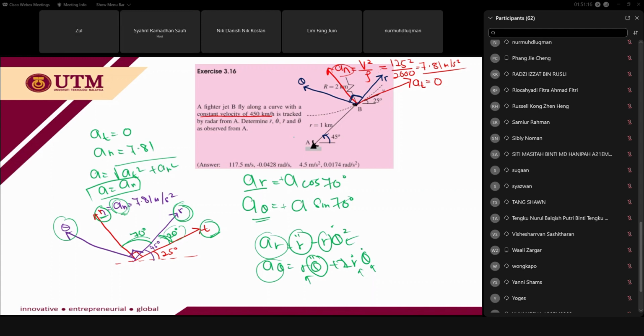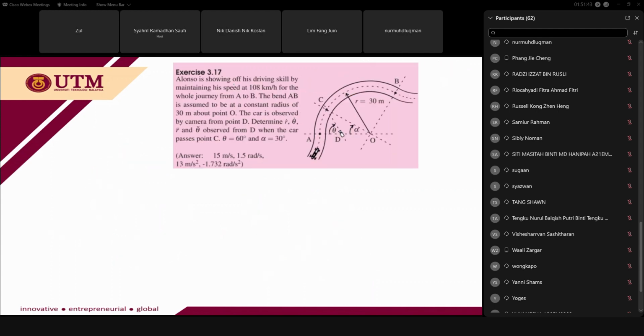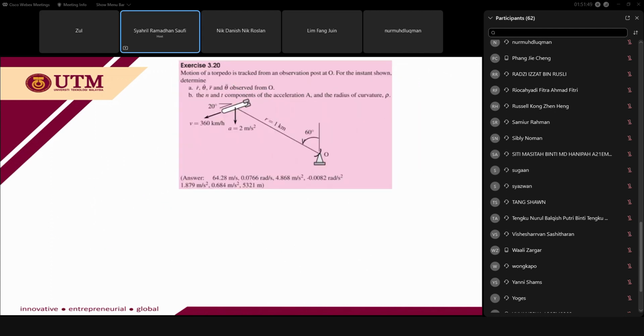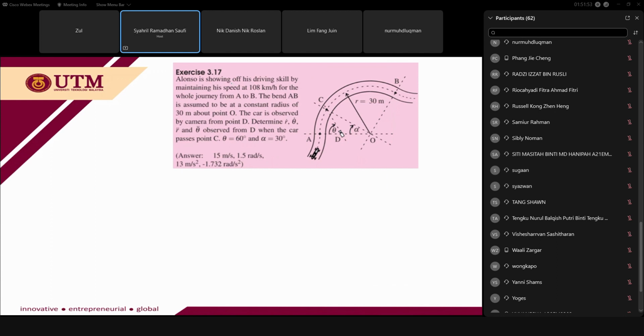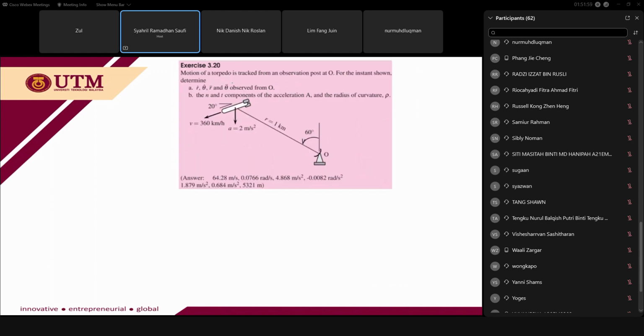If you notice, this question mentions "as observed from A." For this analysis, as I mentioned, you have the reference point. So point A is your reference point to draw the R and theta axes. I leave this question for all of you to do. It's a very simple question. You just need to understand the question properly. So let's do this exercise.